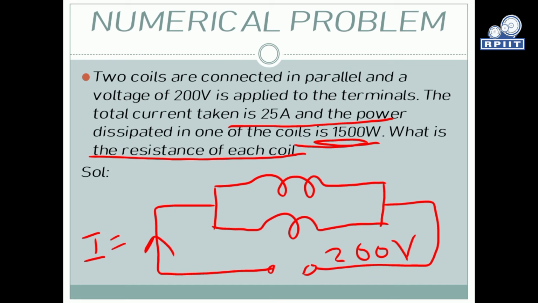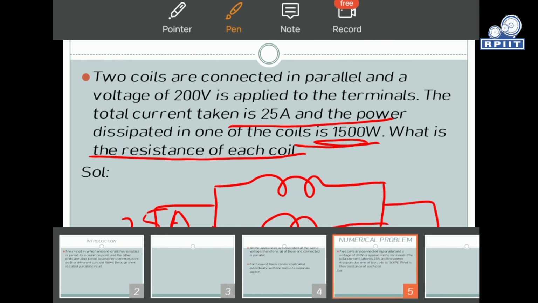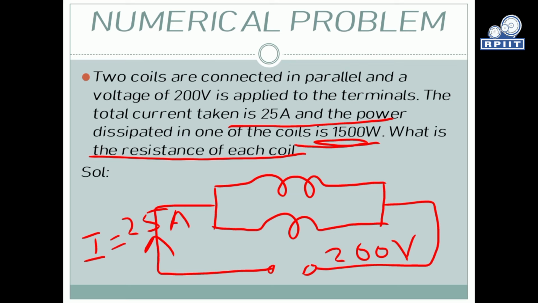So here I is equal to 25 ampere and the power dissipated in one of the coils is 1500 watt. Now this is the circuit. Here we can draw I1 current flowing across this and I2 current flowing across this. The power dissipated in one of the coils is represented by P1, 1500 watt. What is the resistance of each coil? So we will find the resistance of each coil.